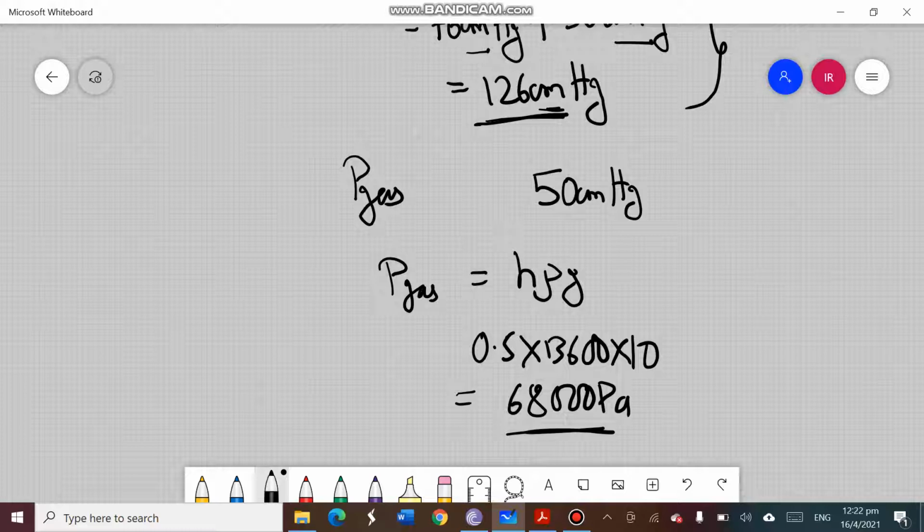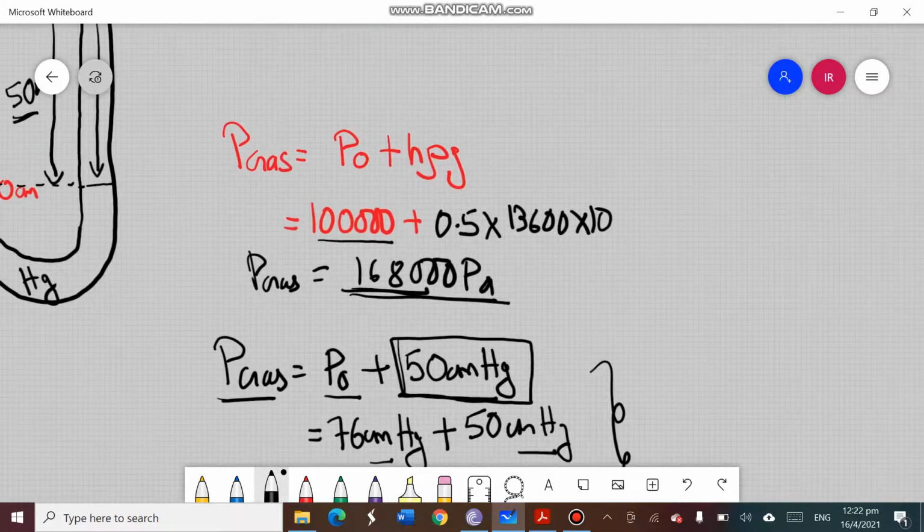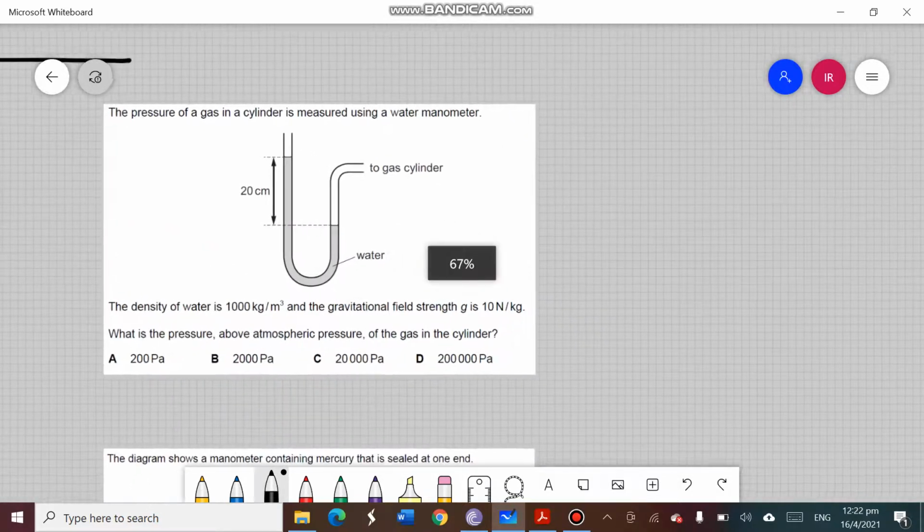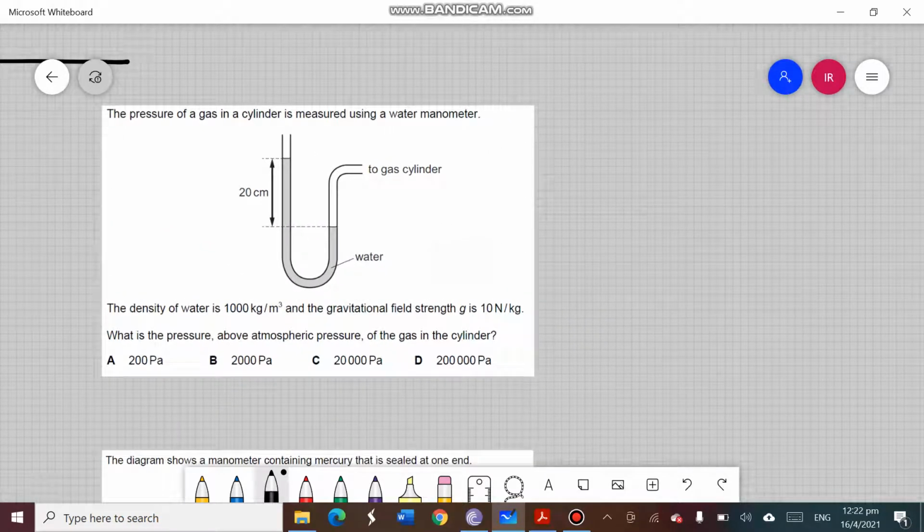So these are the questions you might face: what is the pressure above atmospheric pressure, and you can write it in terms of centimeter mercury and also in terms of Pascal. So let's go through a few questions regarding the manometer. Read this question, the first one.